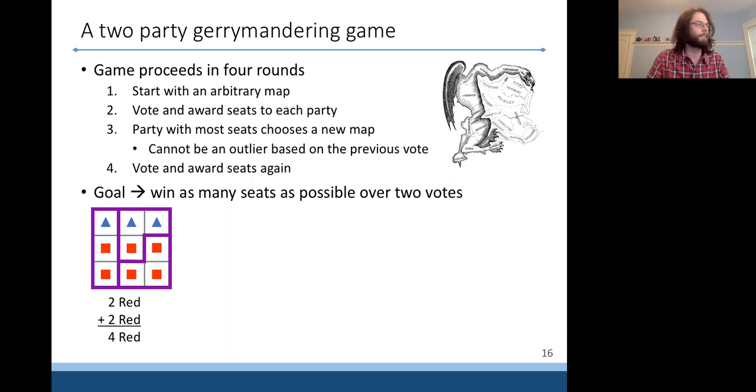So what does this look like? Let's say we just chose this map for 2 rounds. In this case, in the first round, red wins 2 seats. We can see that red wins this district on the left, and this lower right corner, red clearly wins. And let's say we just stuck with this map. In the second round, we would vote again. Red would win 2 seats and win 4 seats total.